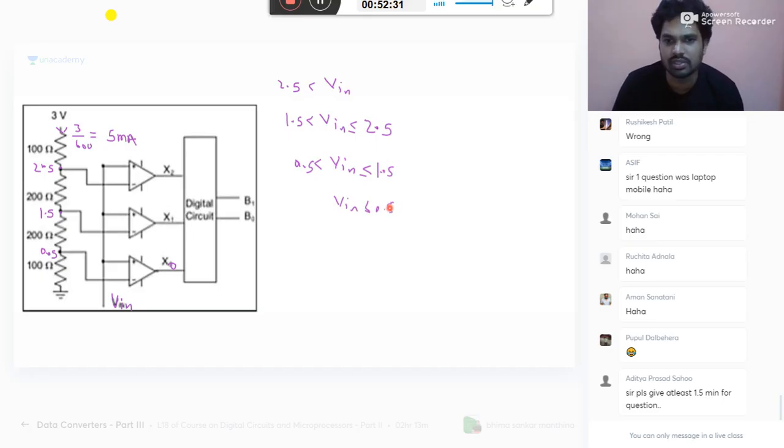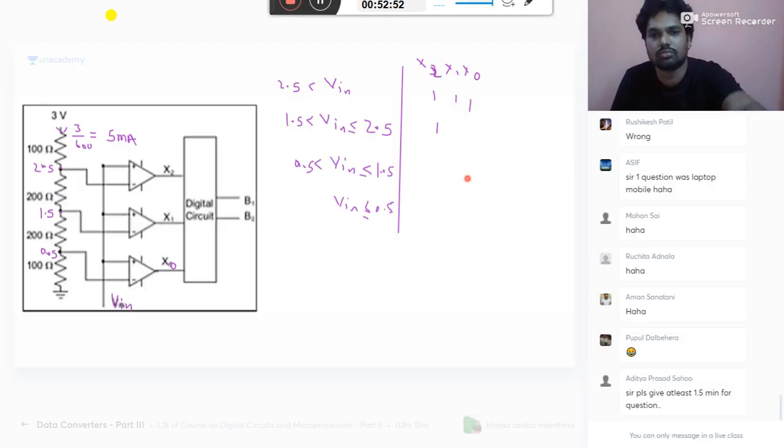I need not do it because it is the same question, you can say. But here in x3's place you have x2, x1, x0. First case all will be 1. 1 1 0 0, sorry, 0 1 1 0 0 1 0 0 0.